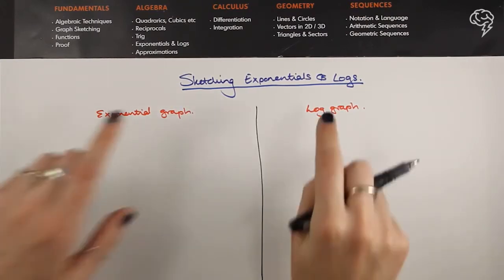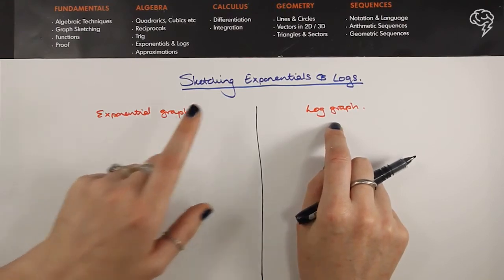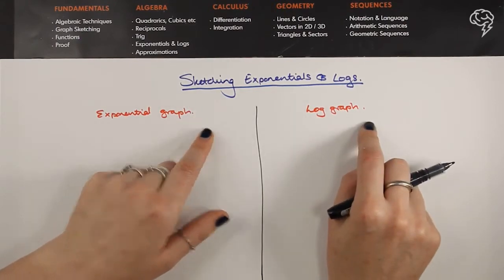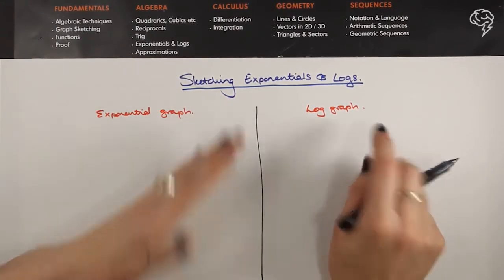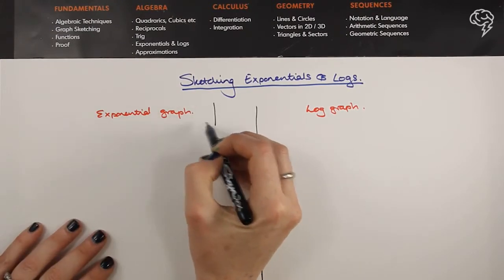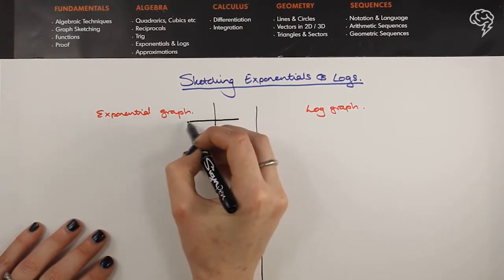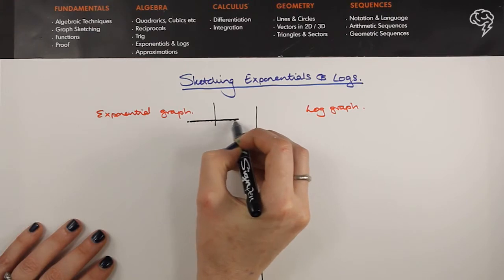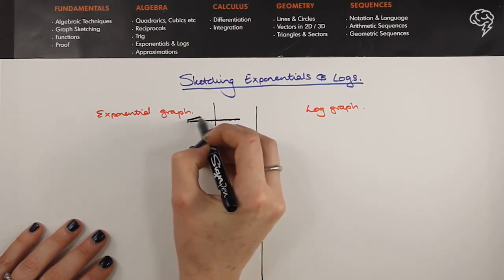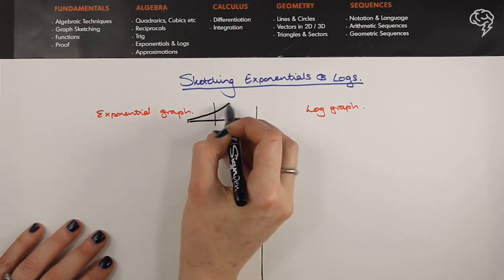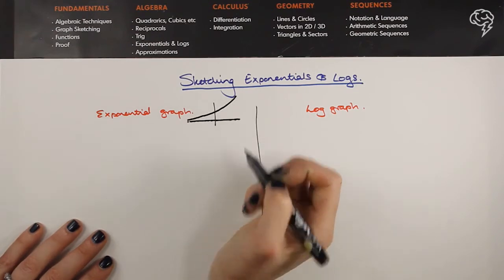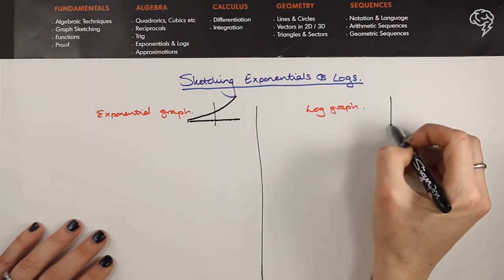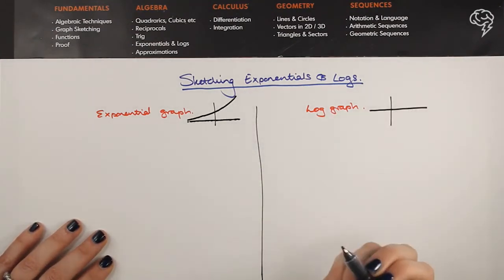Right. These are inverses of each other. So if we know what one looks like, we know what the other one looks like because it's a reflection over y equals x. An exponential graph shows the growth of something coming all the way from minus infinity and getting steeper and steeper like that. A log graph is the inverse of that graph. So how do we do inverses?